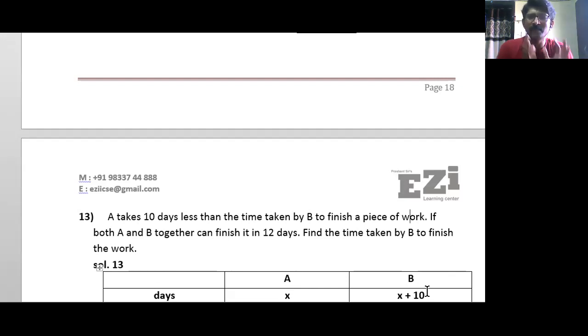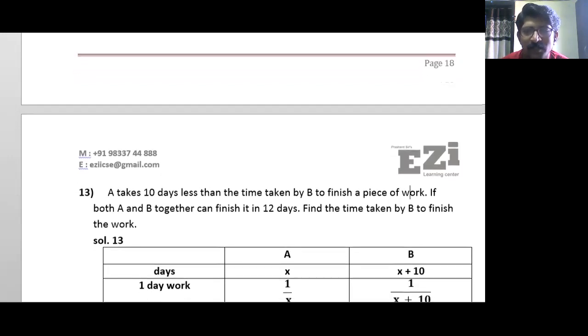Now if we imagine, if I finish one chapter in 3 classes, so in one class how much will I finish? 1/3. In 2 classes, 2/3. And in 3 classes, 3/3, which is 1. Isn't it? That is 1. So if A finishes one work in X days, in one day how much work will he be able to do? Obviously 1 upon X, isn't it?